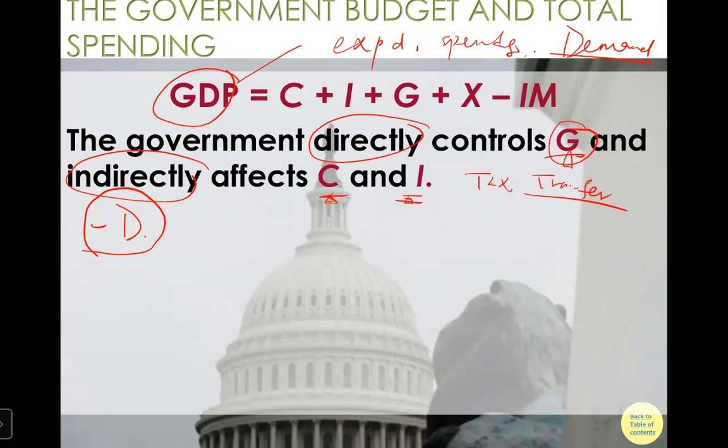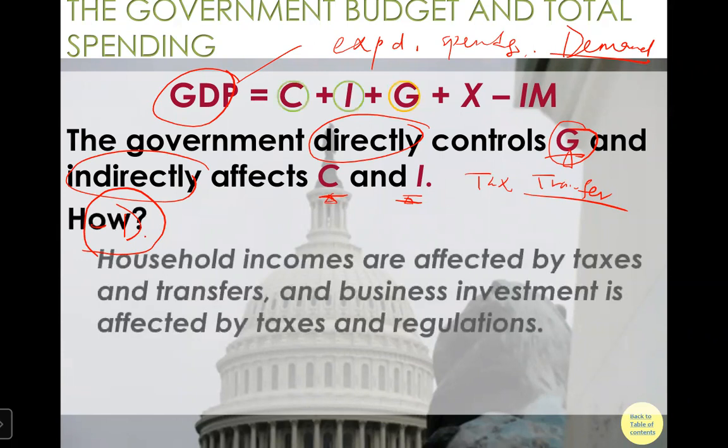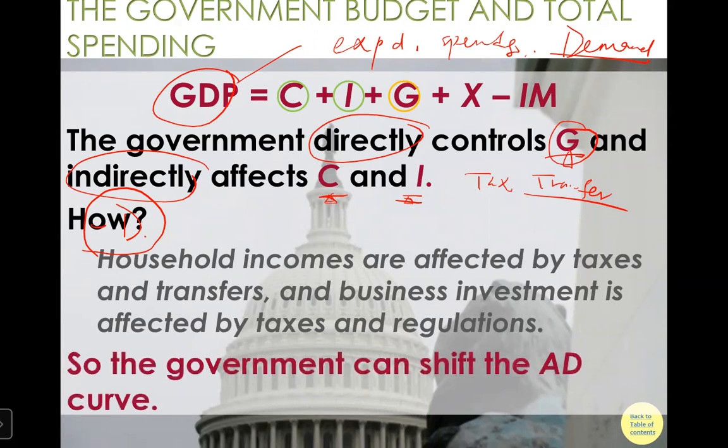That indirectly affects aggregate demand. Of course, it can positively affect aggregate demand, and it can also negatively affect aggregate demand, depending on the situation. But the main point from this slide is that by directly controlling G and indirectly affecting C and I, the government can shift the aggregate demand curve, increase or decrease.